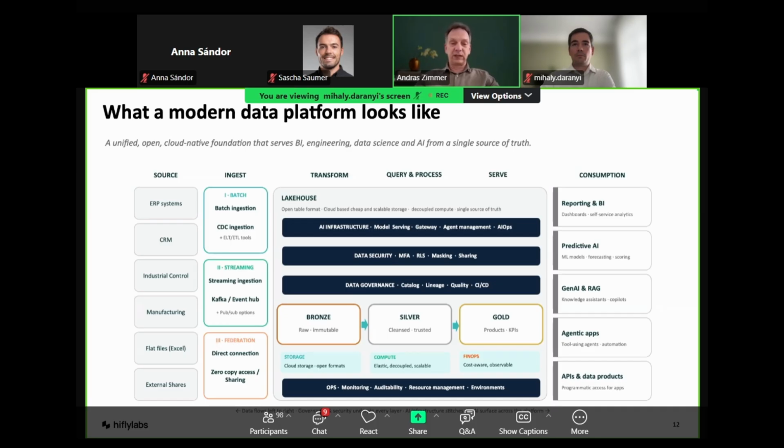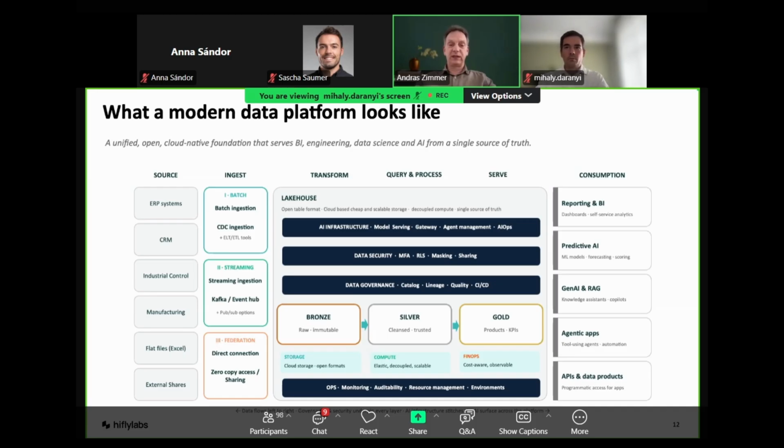Most of the time, modern data platforms do include the three data layers, the bronze, silver, and the gold layers. But above them and below them, there are a few very important service aspects. One such service aspect is the operations. So there should be monitoring, auditability, resource management, and so on for the whole platform.